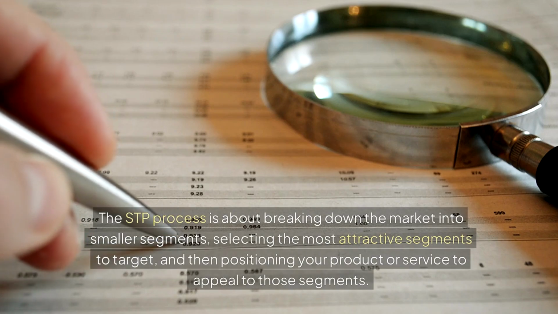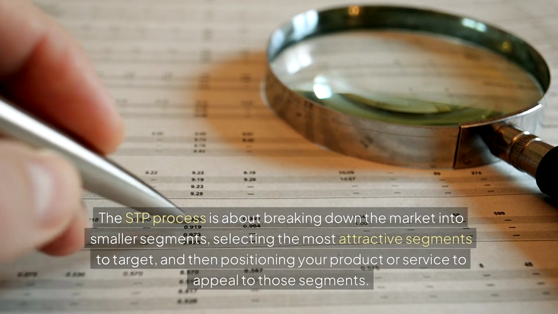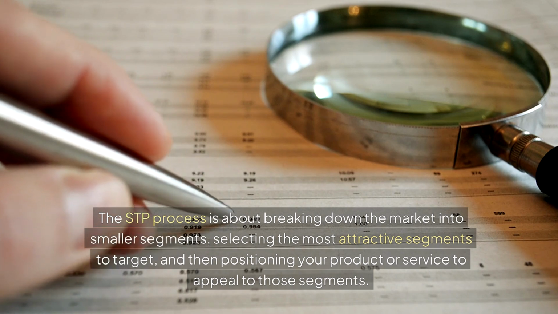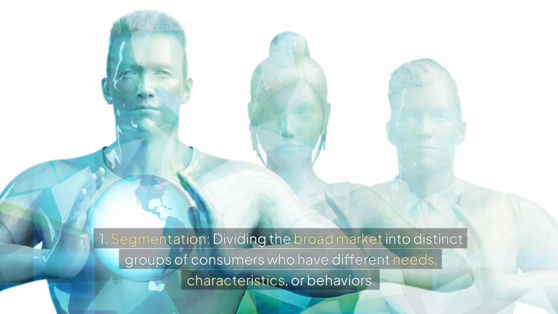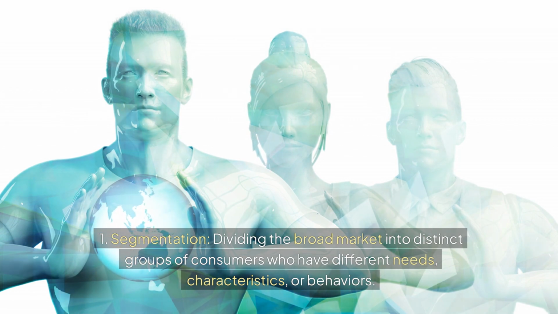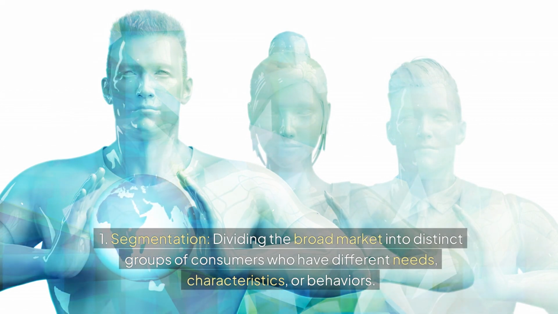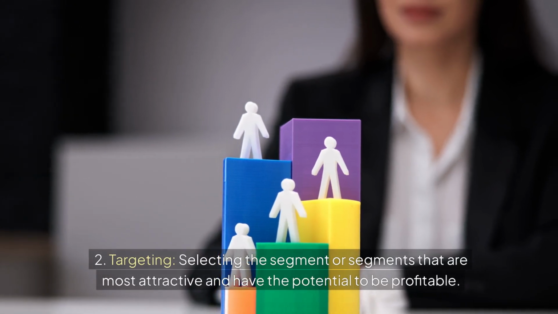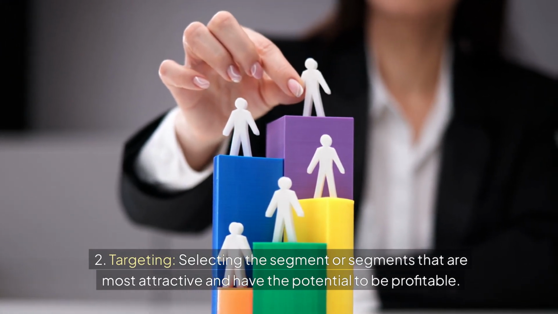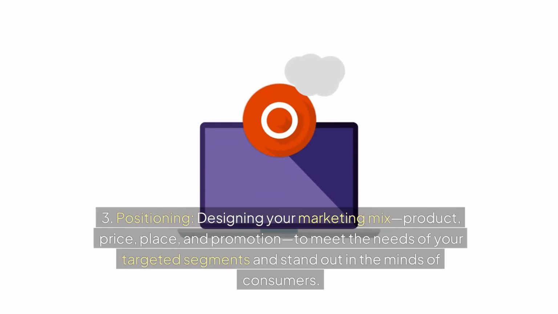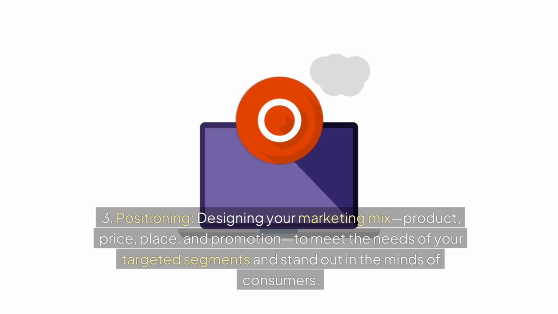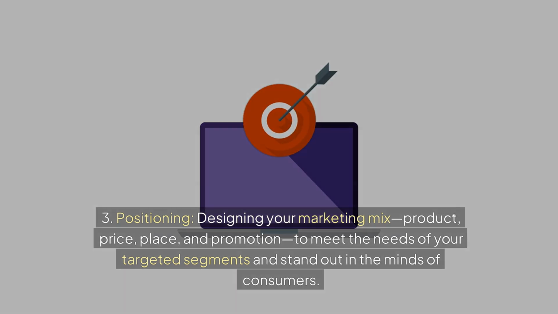The STP process is about breaking down the market into smaller segments, selecting the most attractive segments to target, and then positioning your product or service to appeal to those segments. 1. Segmentation: dividing the broad market into distinct groups of consumers who have different needs, characteristics, or behaviors. 2. Targeting: selecting the segment or segments that are most attractive and have the potential to be profitable. 3. Positioning: designing your marketing mix, product, price, place, and promotion, to meet the needs of your targeted segments and stand out in the minds of consumers.